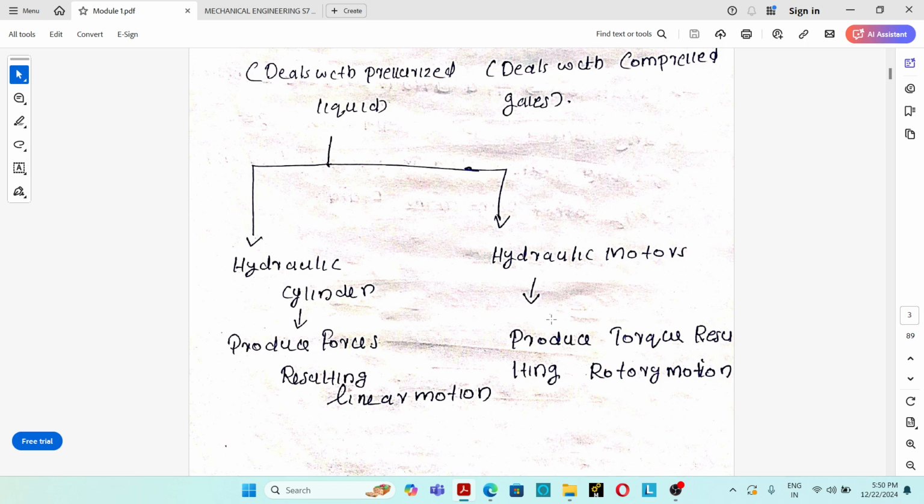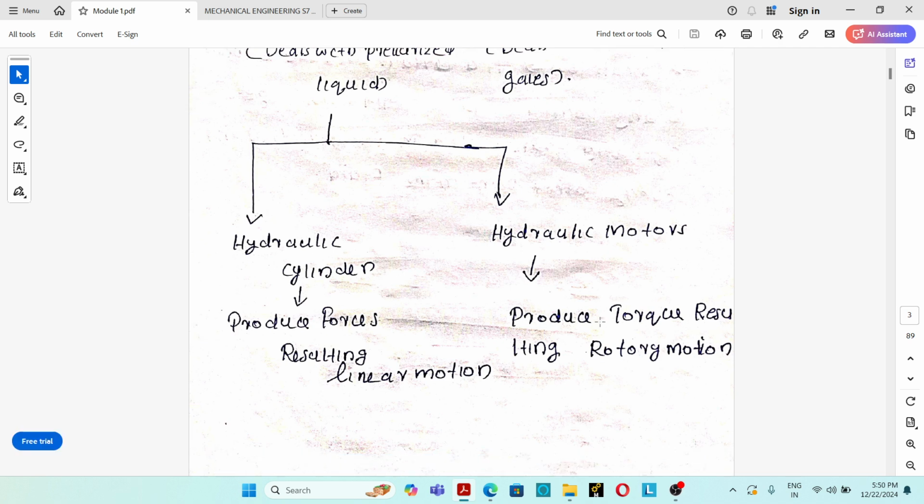So that's an introduction to industrial hydraulics. In this subject, we are completely discussing hydraulic systems, not pneumatic systems.